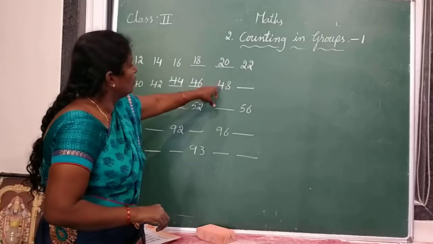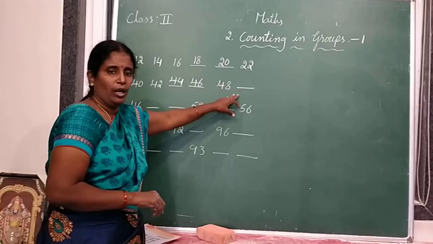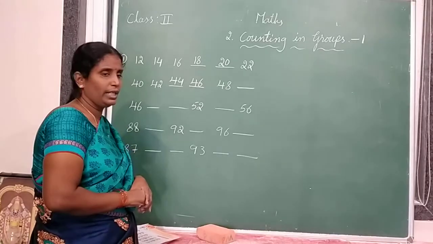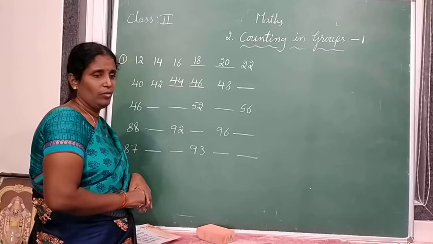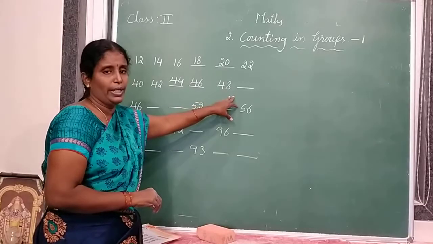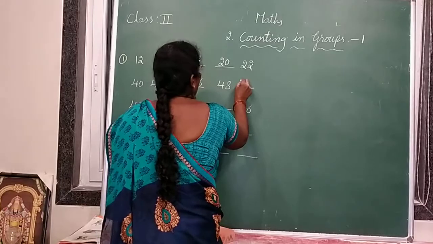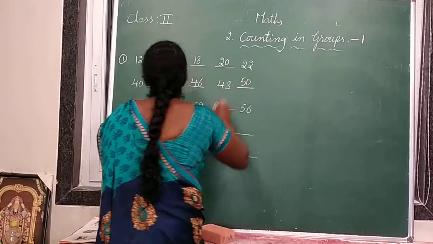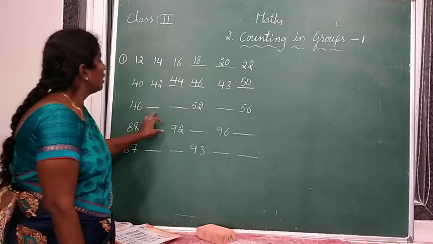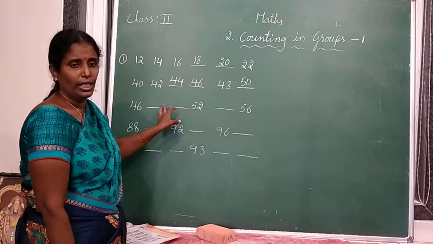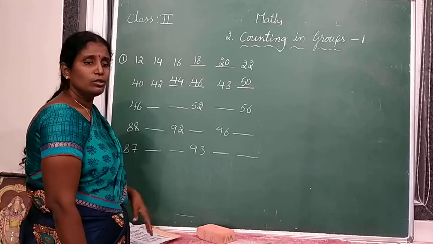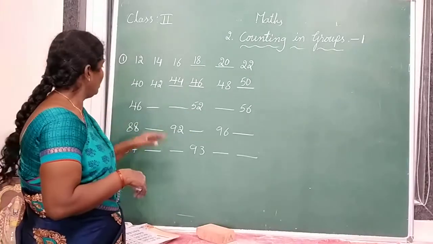46. After that, 48. After 48 is 49. No. Why am I saying 50? Because we have to skip one number. So 48 after 50. By adding 2 also we will get the numbers in counting in twos now. So now we will try in that method.